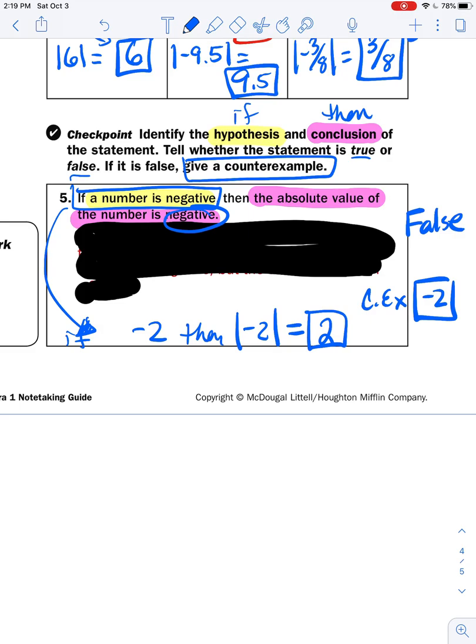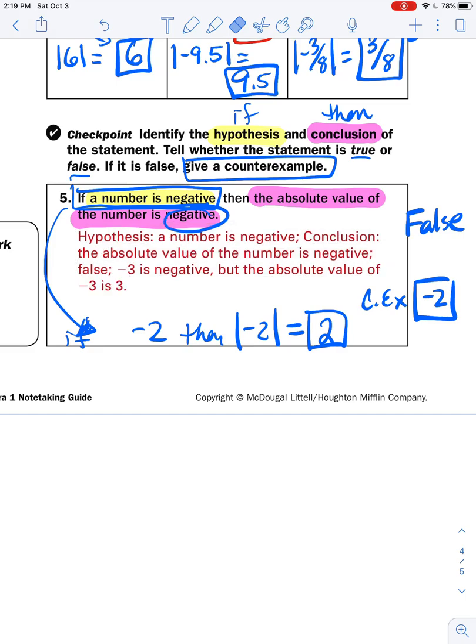Because -2 is a negative number like the hypothesis says, but the absolute value of it is not negative. So I'm giving a counterexample. I'm saying, nope, you're wrong because what you said doesn't hold true for every number.